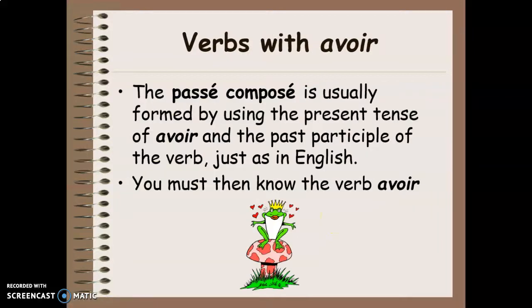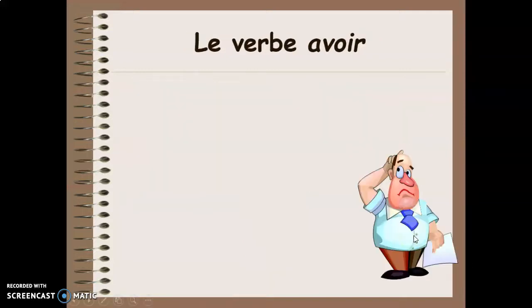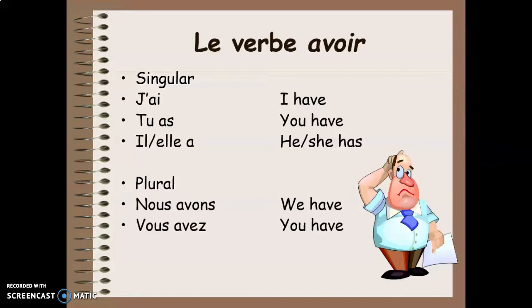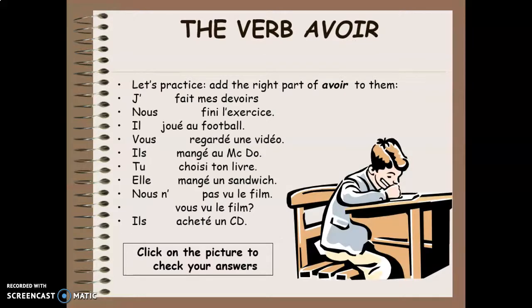The passé composé is usually formed by using the present tense of avoir, which we've seen already. That's your j'ai, tu as, il a, and the past participle of the verb, just as in English. So you have to know the verb avoir. The singular is j'ai, I have; tu as, you have; il, elle a, he, she has; and then the plural forms: nous avons, we have; vous avez, you plural; ils, elles ont, they have. That is the present tense of the verb. You have to know that verb for using any of these. And then the verbs with avoir.